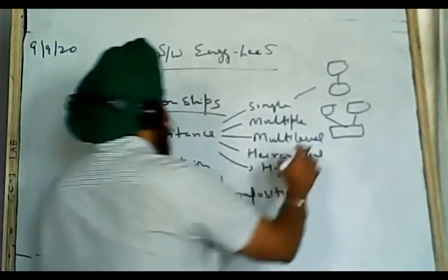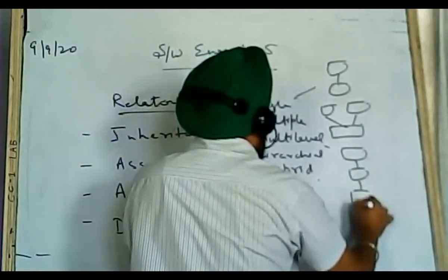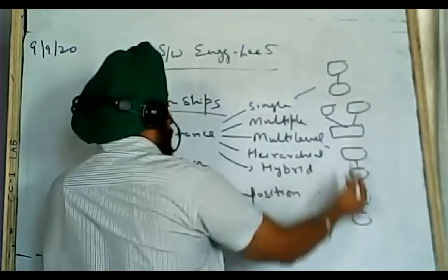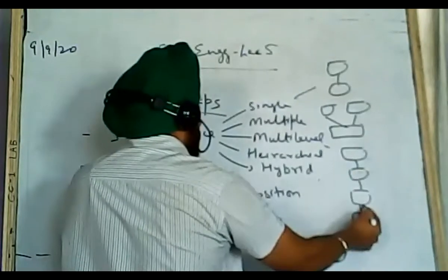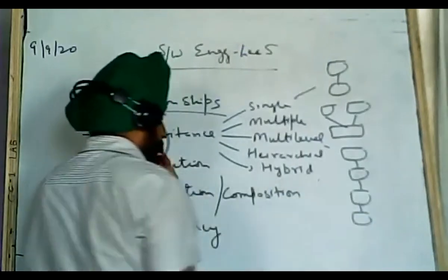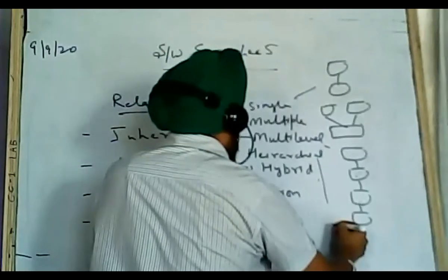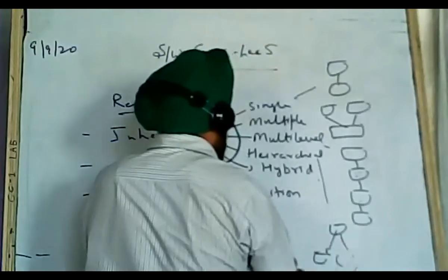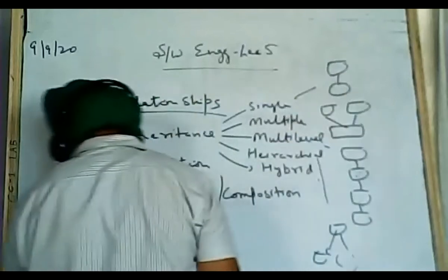Then there is multi-level inheritance. There is a series of base and derived classes. The uppermost is only base, the lowermost is only derived, and in between they are base as well as derived: derived of the upper one and base of the lower one. Hierarchical can also be any tree type structure, and hybrid consists of all the types of inheritance.